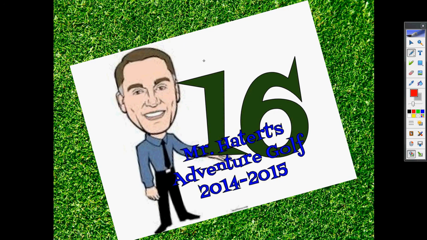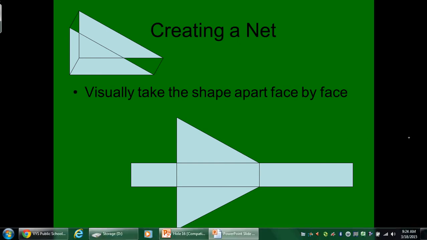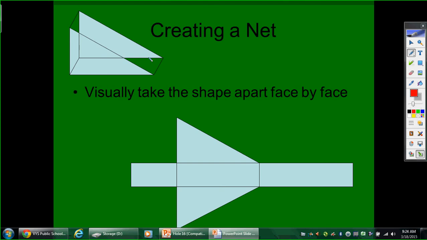Welcome to the 16th hole of the Adventure Golf Unit. The 16th hole we are going to start looking at surface area. And one of the first parts of surface area is the unfolding of a shape, or starting to visualize all of the different sides, or all the different faces, of a shape. So here we have a triangular prism with two triangular bases that would be parallel to each other and congruent.